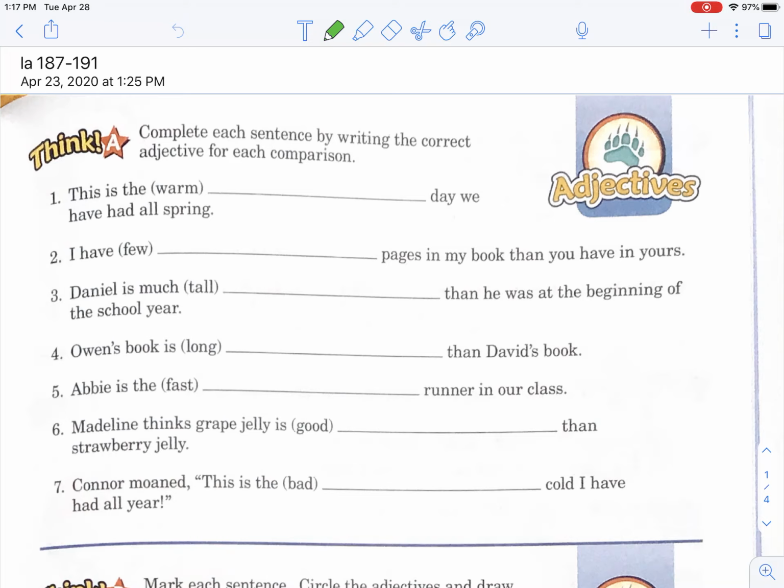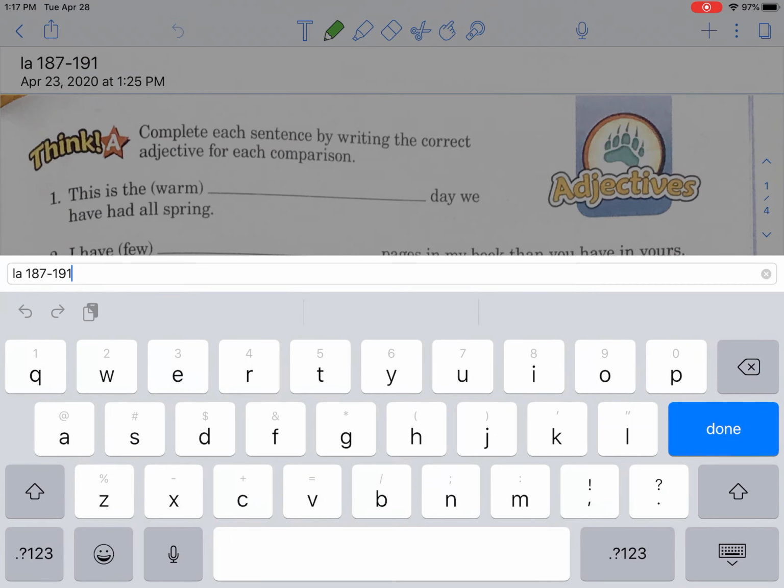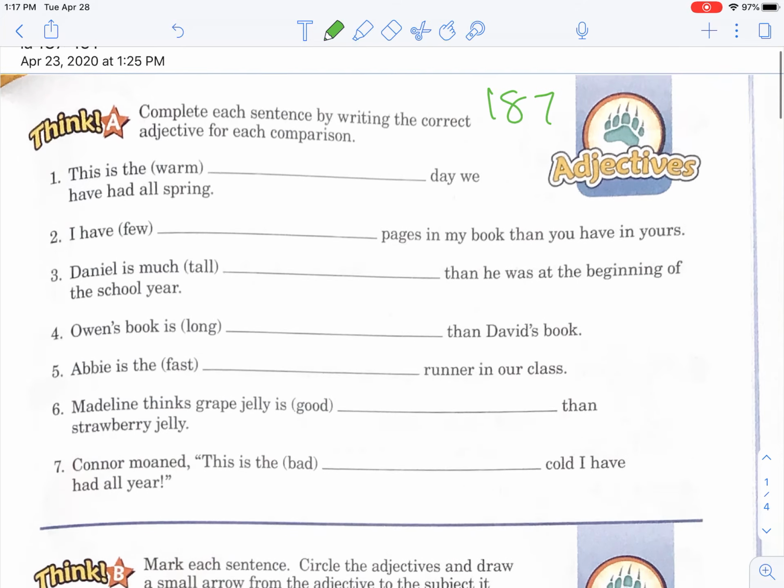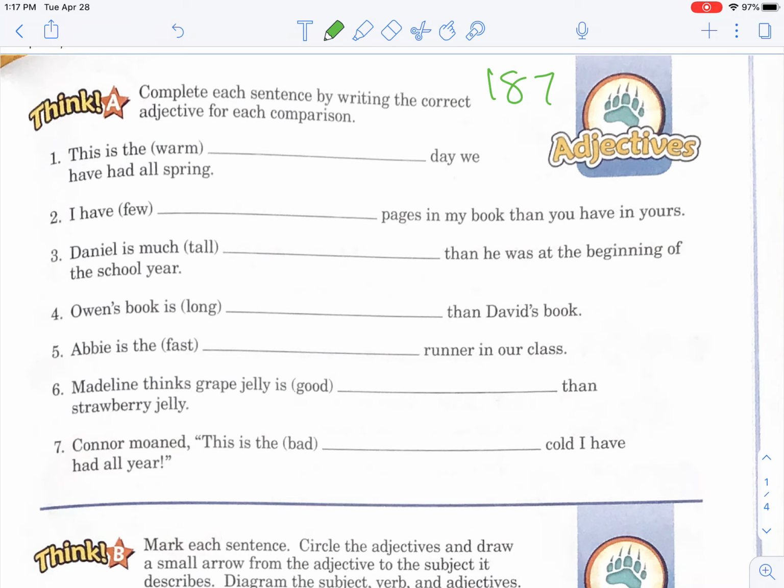Okay, so we're on page 187. I'm going to write it here on the top. 187 in our books, so make sure you're there. Okay, here we go. Complete each sentence by writing the correct adjective. What is an adjective? It describes a what? Noun. Okay, so an adjective describes a noun.